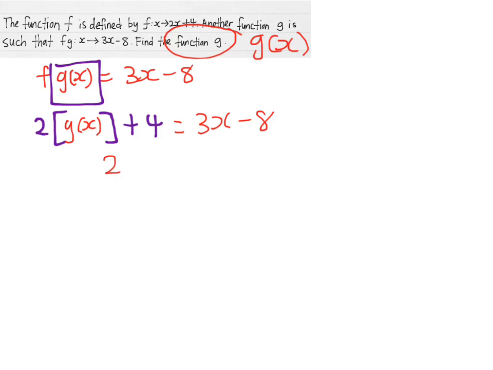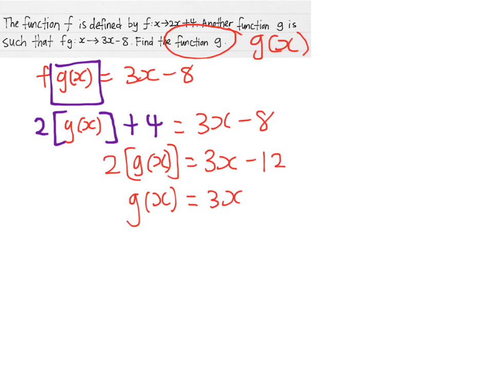So therefore 2g(x), plus 4 to the other side becomes negative 4. So it becomes 3x minus 8 minus 4, minus 12. So therefore what is g(x)? g(x) will equal to, divide 2 for both, so it will become (3x minus 12) divided by 2. This is g(x).